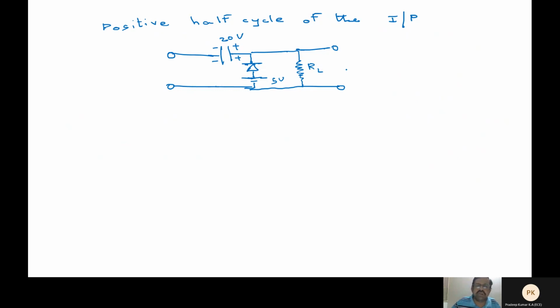Now what I want to find out is output in the positive half cycle. So when is the positive half cycle? It will be here. It will be here. This is 15 volt. And I start again from here to here. So first of all, try to understand when this is positive half cycle, diode is off.